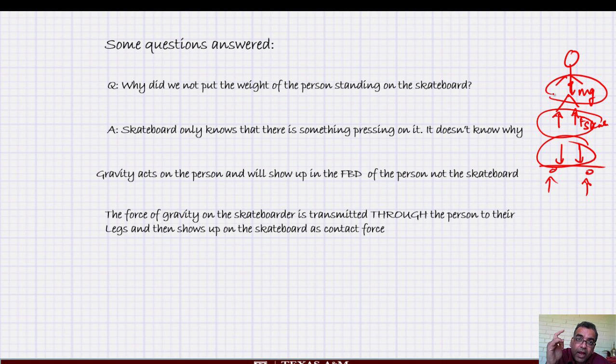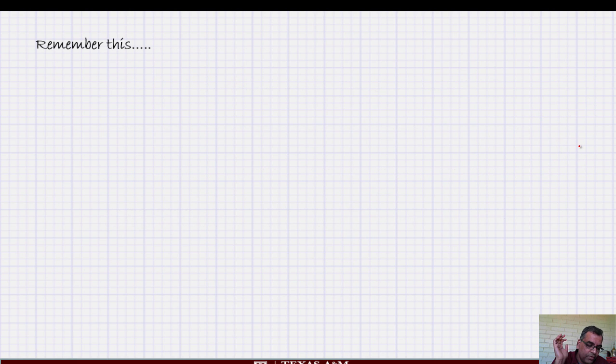So the force of gravity on the skater shows on the skateboard through the feet. What the skater is doing is transmitting the force of gravity to the skateboard through the feet. This is actually kind of a hard thing to get. You have to be very literal. You have to say, okay, look, there's only the skater's feet touching the skateboard, right? So that's a very important idea.